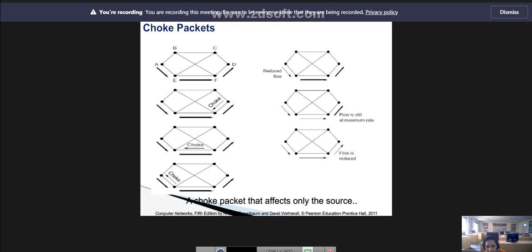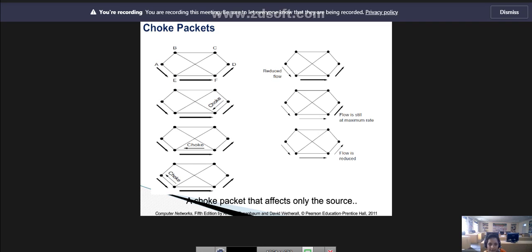Here I am sending from D to F, then F to E, then E to A. So this is the choke packet. The data moves A to E, E to F, F to D, and the choke is moving back in the same way, in the reverse direction. This is the reduced flow, and this flow is still at the maximum rate.